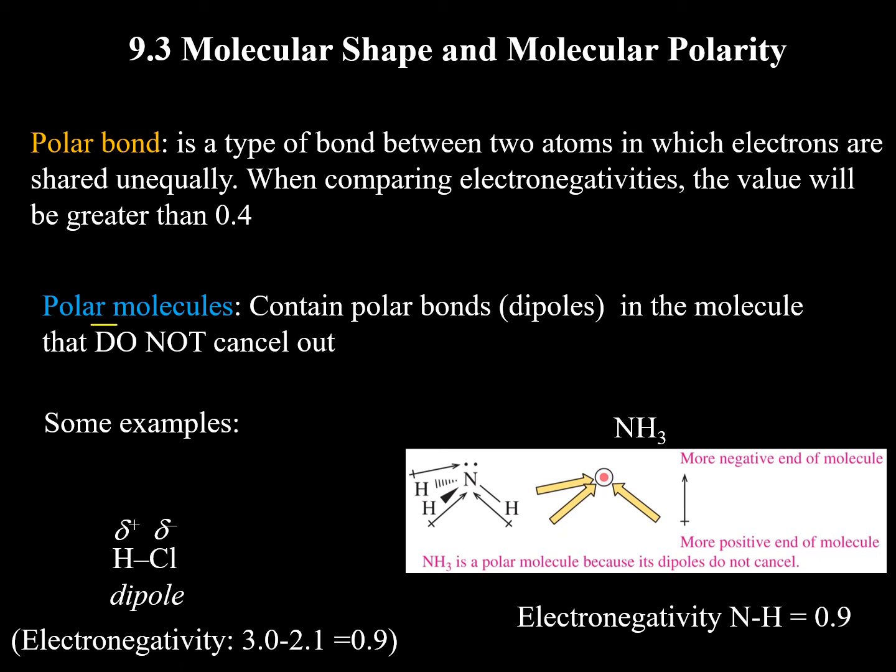We also have to consider the shape. So in this case, we have NH3. It has polar bonds. The N is more electronegative than the H. The electronegativity difference is 0.9, if you remember. So the N is more electronegative, so the vectors will point towards the N. Within the bond, the electrons spend more time around the nitrogen. So this would be a polar molecule.